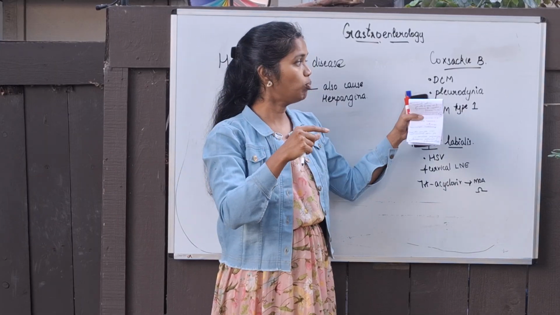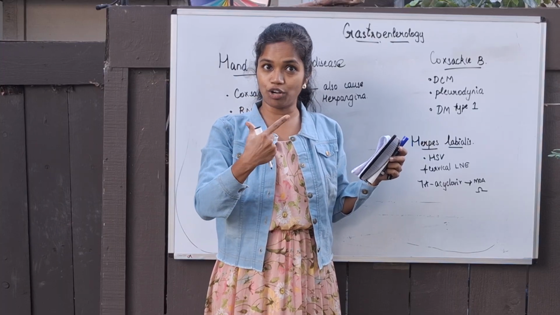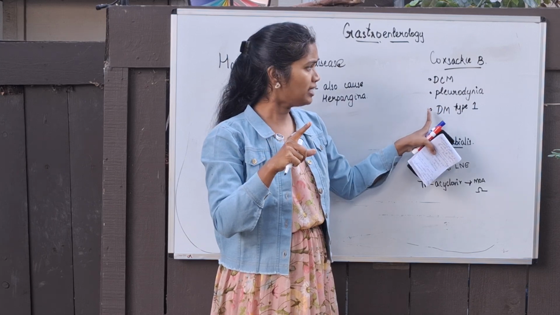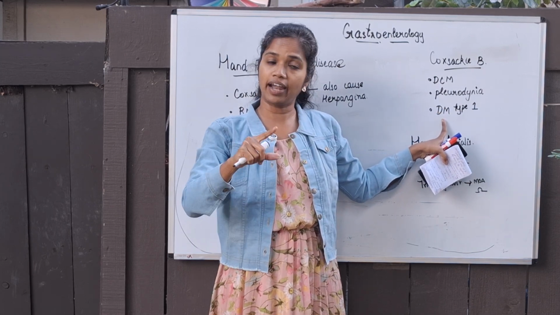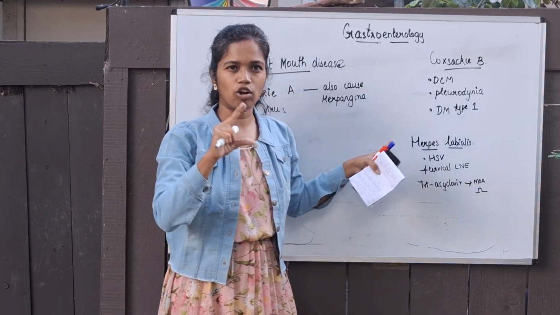You should be aware that pleurodynia has nothing to do with the pleura. It is that condition which affects the intercostal muscles. So it can even cause pleurodynia, and it can affect the pancreas and can lead to type 1 diabetes mellitus. So this is about Coxsackie A and Coxsackie B.